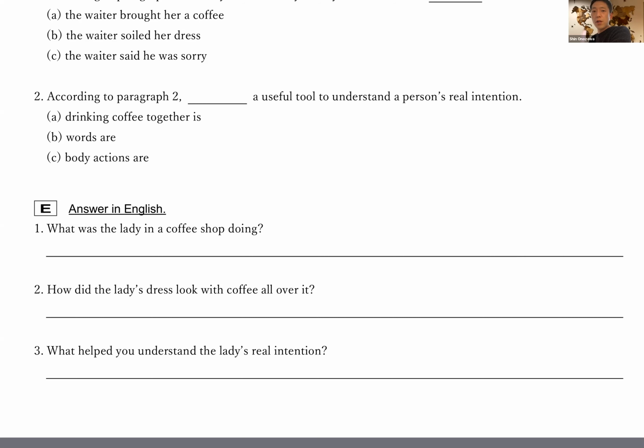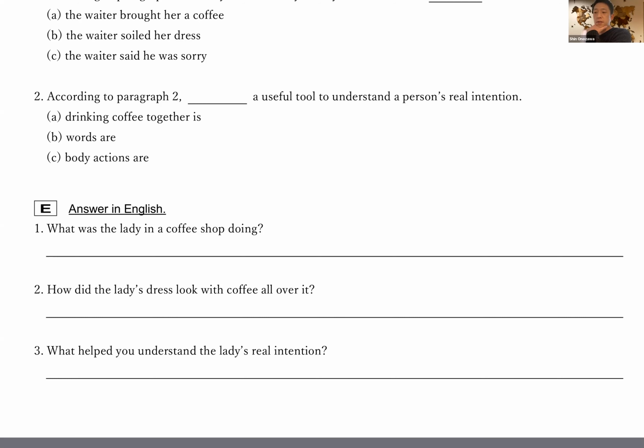All right, so we're going to E, answer in English. What was the lady in a coffee shop doing? I think most of the students have done this. So could you show us the model answer, the one you have, Ante? Yes. So what was the lady in the coffee shop doing? She was waiting for a friend. She was waiting for her friend. Yep.